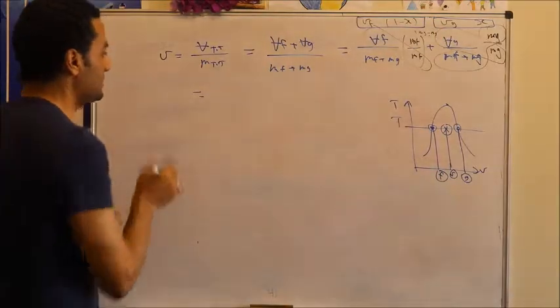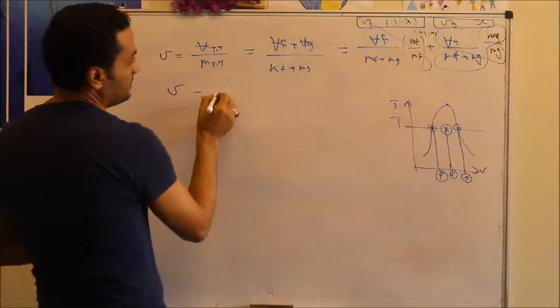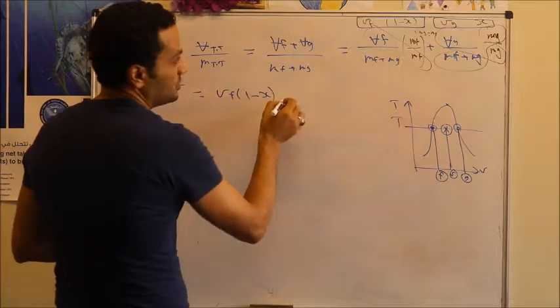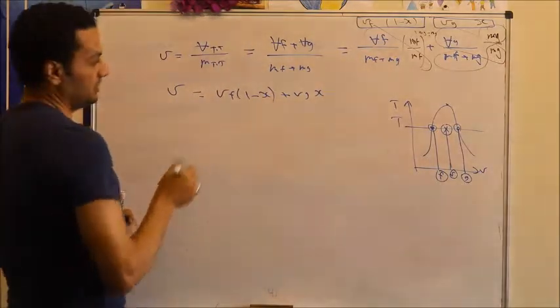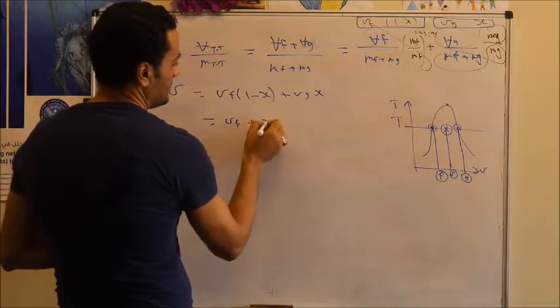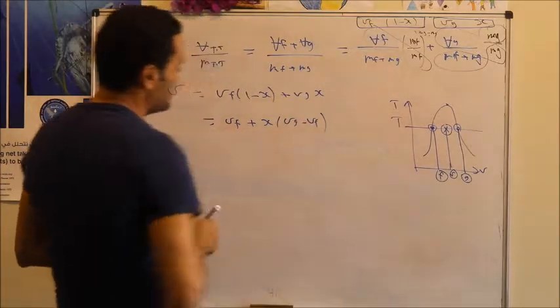And in this case, we can say the specific volume at this given state will equal what? V fluid multiplied by 1 minus the quality of the mixture X, plus V gas multiplied by the quality of the mixture X, which equals V fluid plus, taking the quality X common, X times V gas minus V fluid.